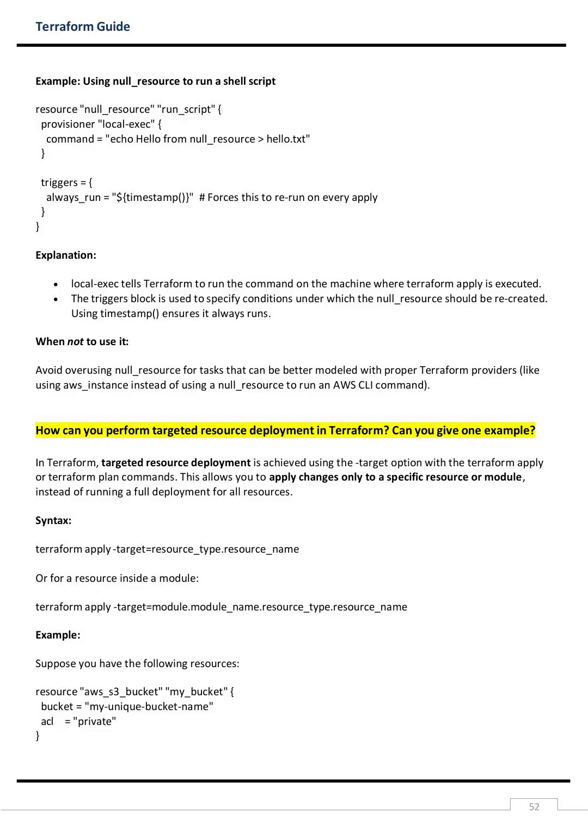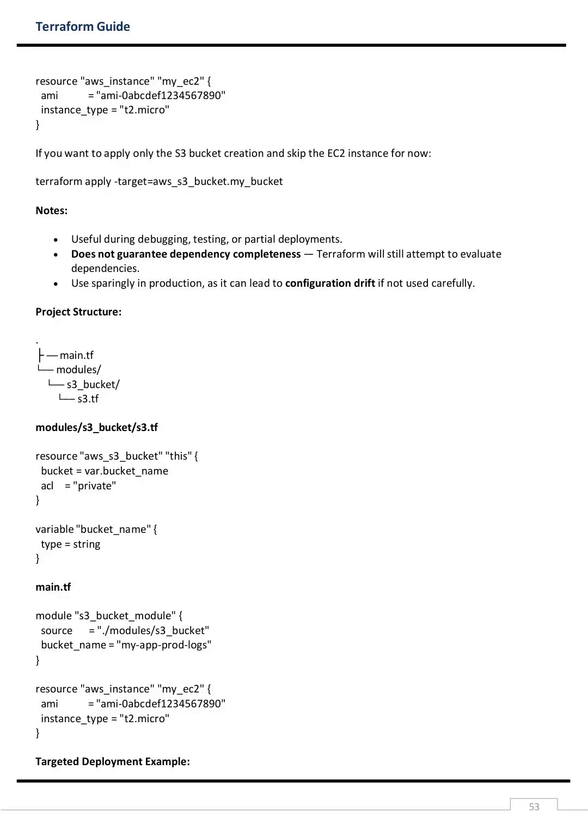Example: suppose you have the following resources: aws_s3_bucket.my_bucket and aws_instance.my_instance. If you want to apply only the S3 bucket creation and skip the EC2 instance for now, run terraform apply -target=aws_s3_bucket.my_bucket. Useful during debugging, testing, or partial deployments.